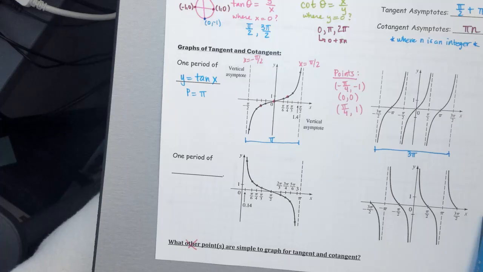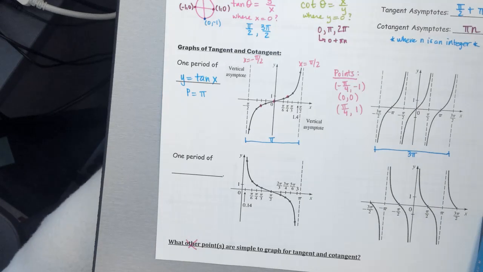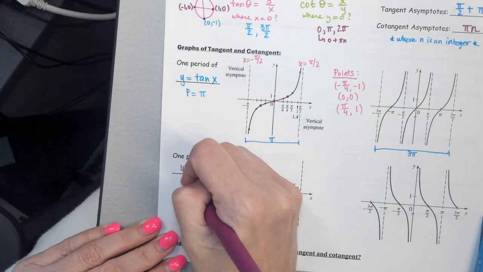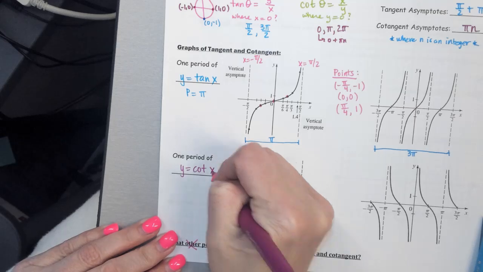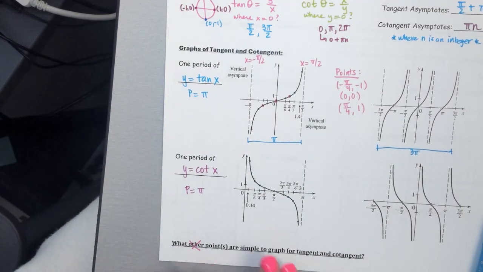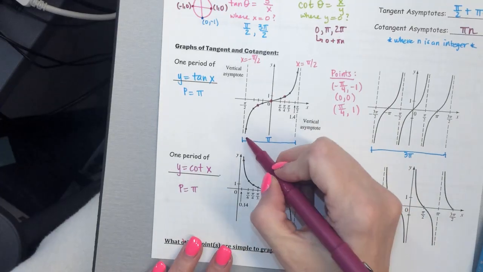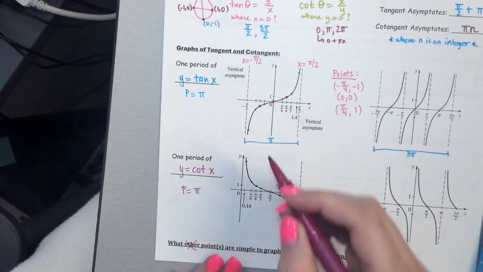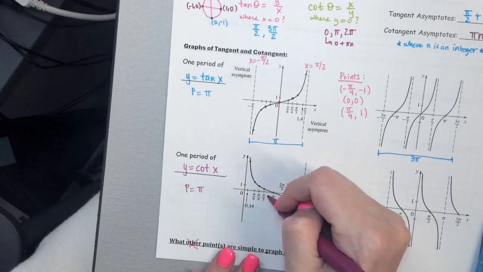All right, and then for the cotangent, let's do y equals the cotangent of x. Period is still pi, but you are going to notice a few differences. So this one is going to curve up from left to right. This one curves down from left to right.